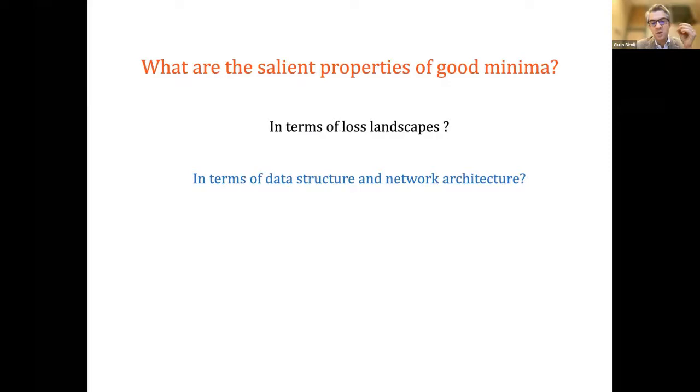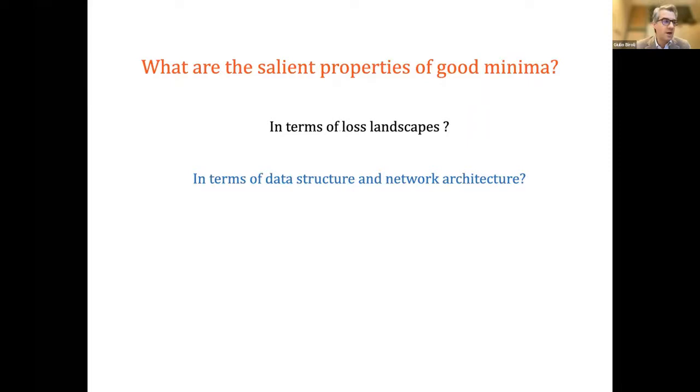I think it was also discussed yesterday that it is very interesting to try to understand the interplay between the geometry of the loss landscape, the data structure, and the network architecture. Somehow the data structure and the network architecture should shape the loss landscape and give it some peculiar properties. And I would like to give you two results in this direction, which are more meant to provoke some thought about it.